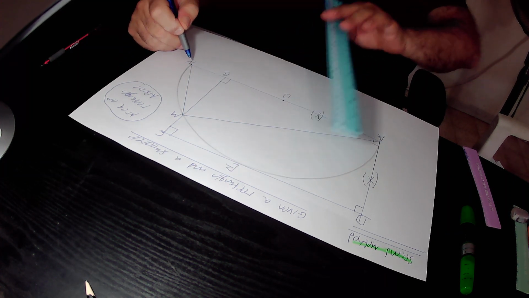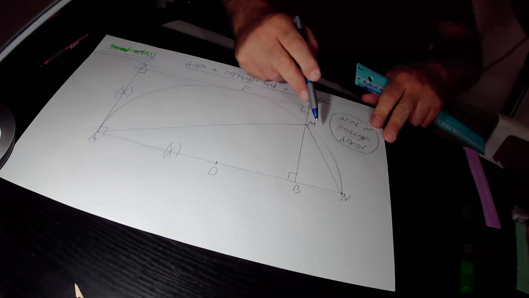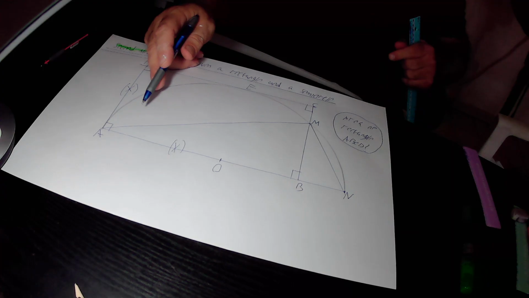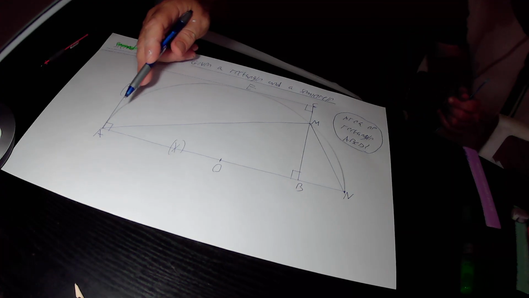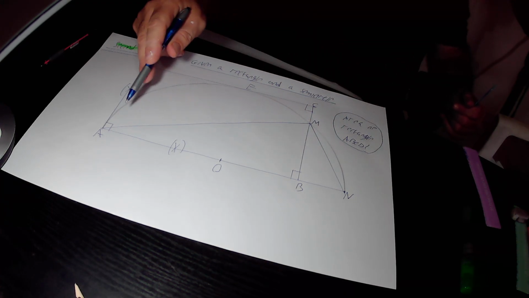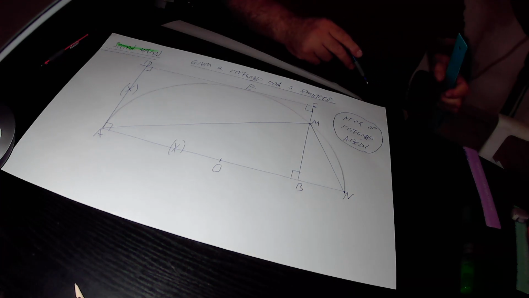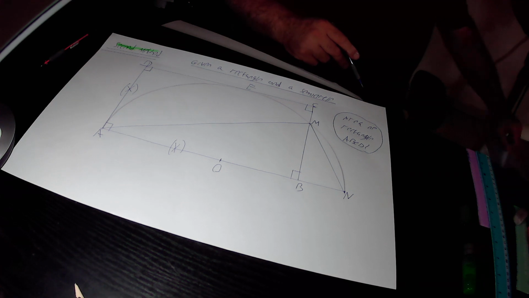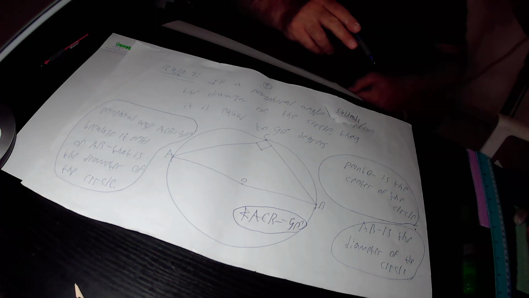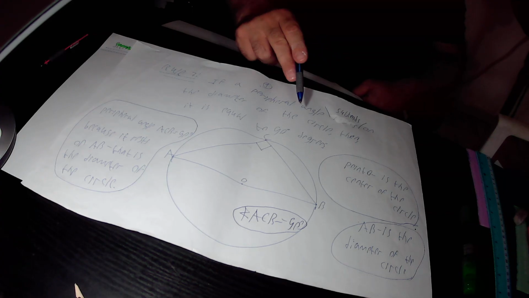By doing this construction, we created peripheral angle NMA, and peripheral angle NMA subtends AN, that is the diameter of this circle. Again, peripheral angle NMA subtends AN, that is the diameter of the semicircle. And according to rule 7, if a peripheral angle subtends the diameter of the circle, it is equal to 90 degrees.